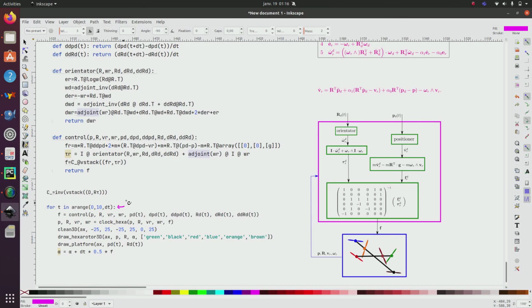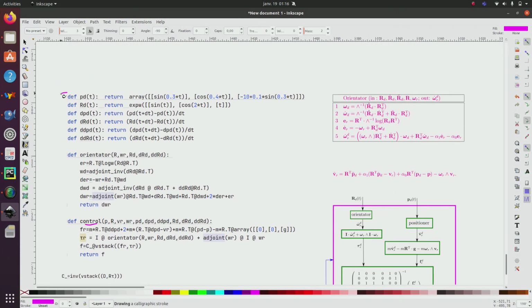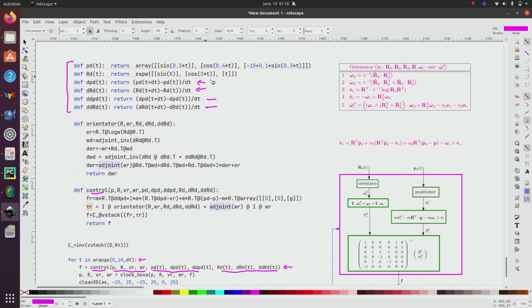In my main loop here, I will implement the controller. It is a function control which is given here. The function control needs the state variable, but also the desired position and the desired orientation with the derivative. They are computed here, the derivative, thanks to a classical finite difference method. It could be made more accurate.